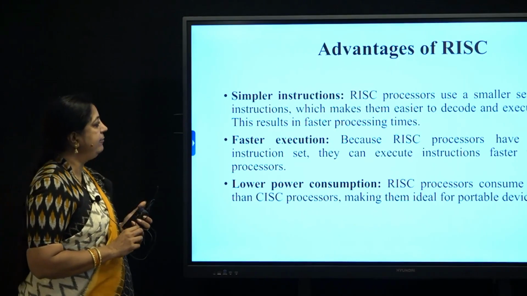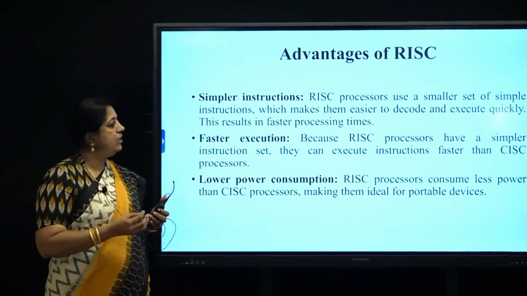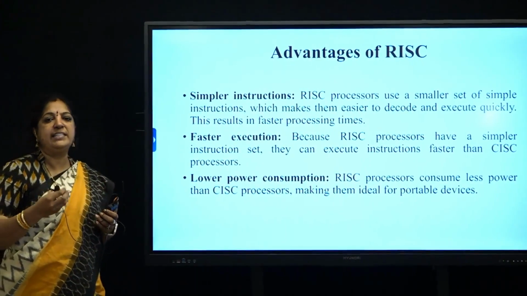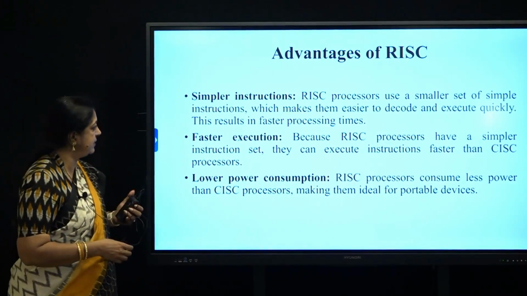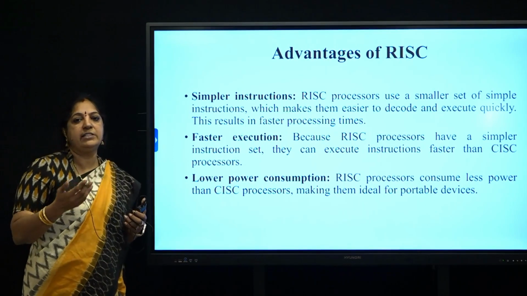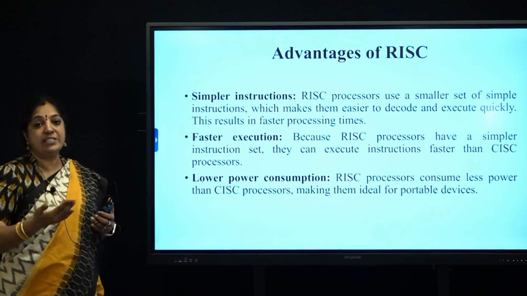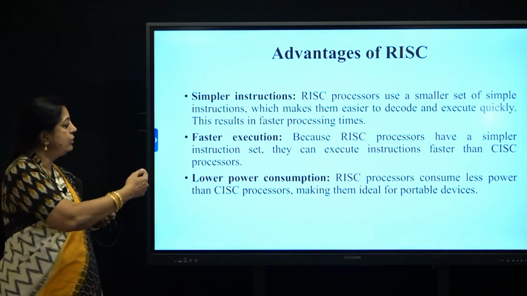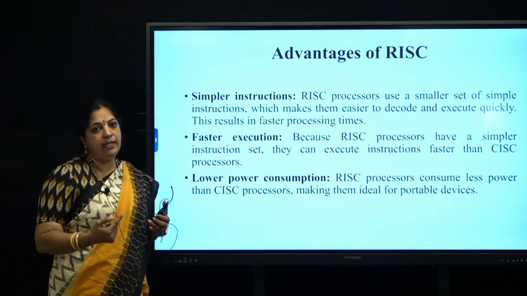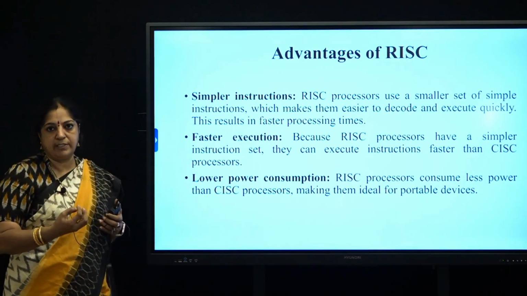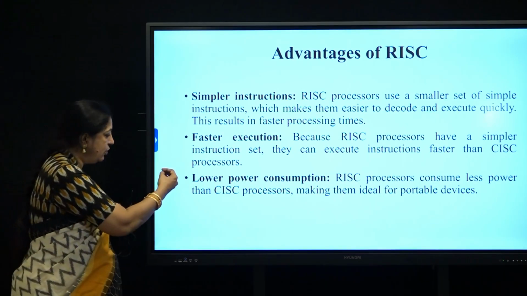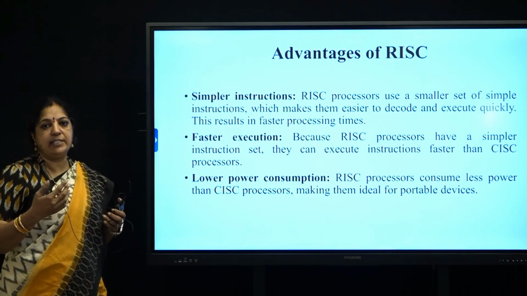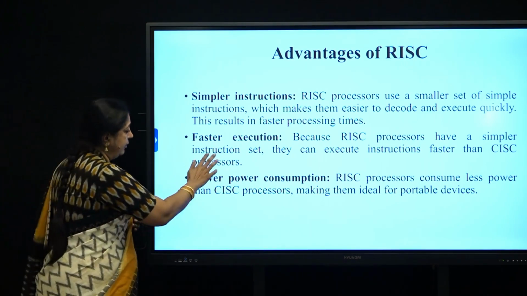Advantages of RISC: as I told you, simpler instructions. The RISC processor uses a smaller set of instructions which makes decoding and implementation easy. The result is fast processing times and faster execution. As you have simpler instructions, it is easy to decode and easy to execute, so obviously the execution will be fast. Lower power consumption: as it is simple, it consumes less power than CISC processors, so it is ideal for portable devices.